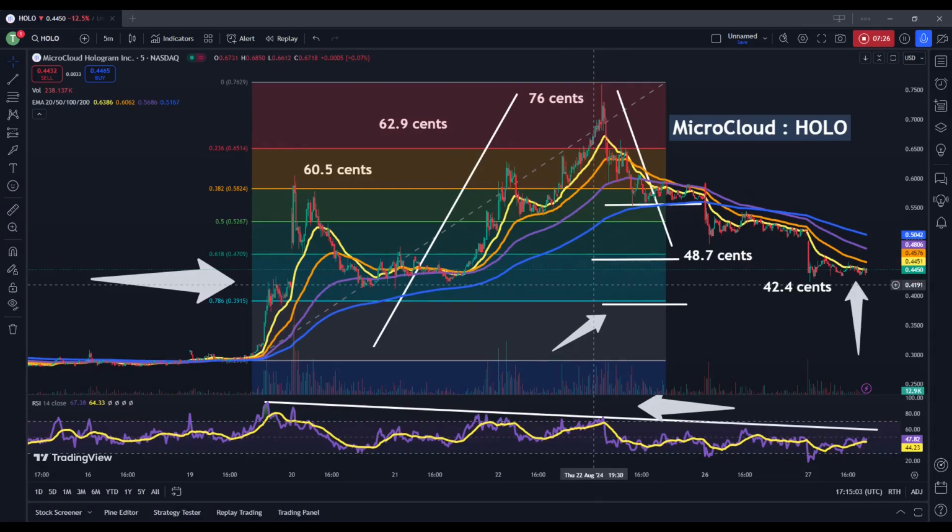So for these reasons, I do recommend that people take a look at the members section of the channel because we have much better stock choices currently available. So here's the current stock market update for MicroCloud Hologram Incorporated, stock ticker HOLO.